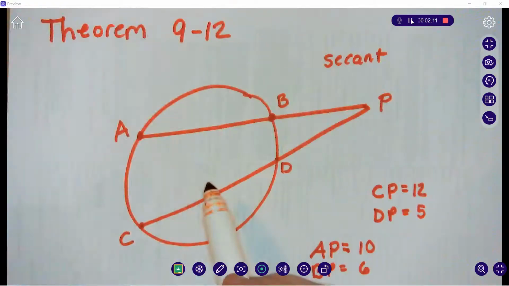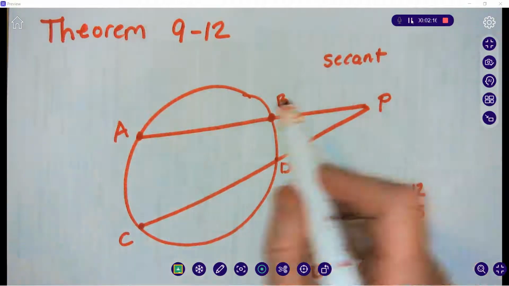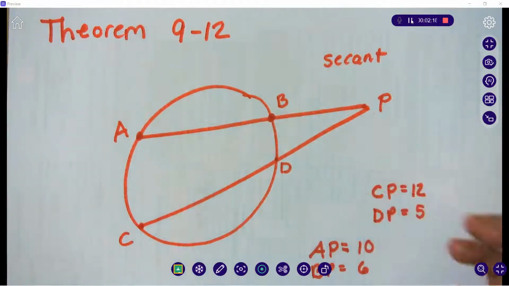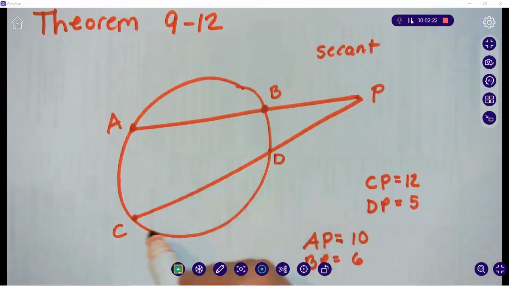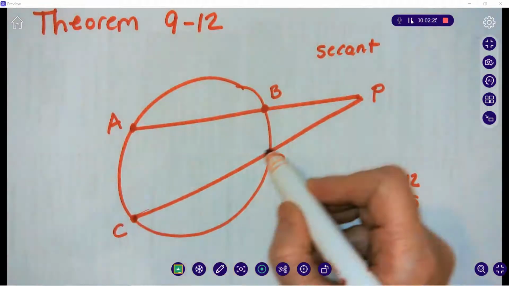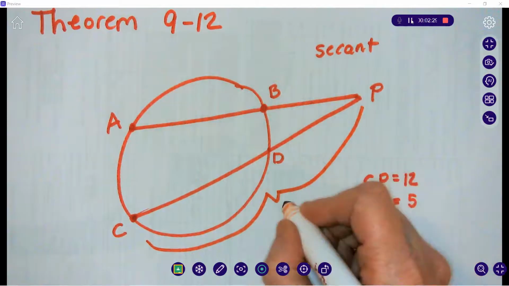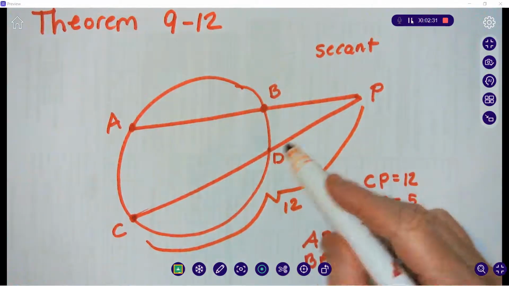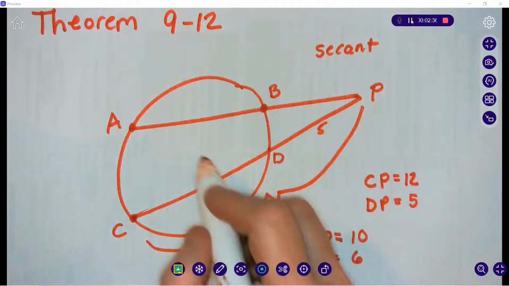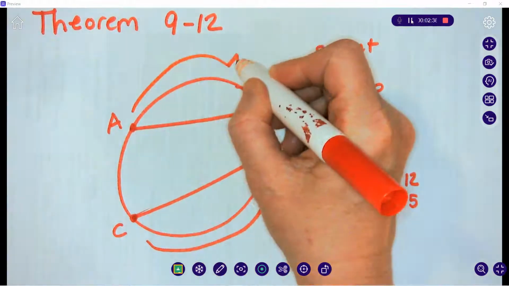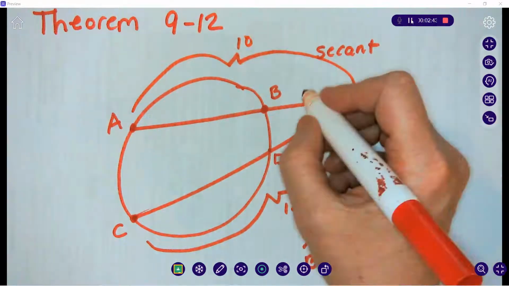But in a secant, the product is of the whole thing times the outside part and this whole one times this outside part. So in this diagram, this entire secant, C to P, equals 12. So this whole segment right here equals 12. And then the outside part of it equals 5. They also tell us that the entire secant here, A to P, equals 10, and this outside piece is 6.